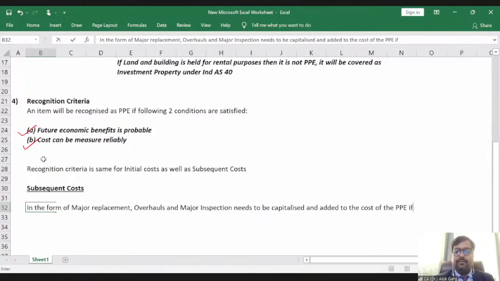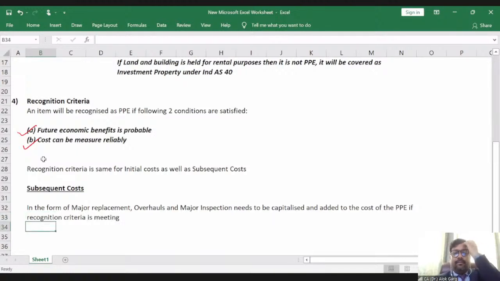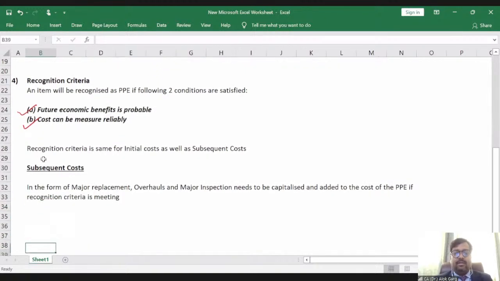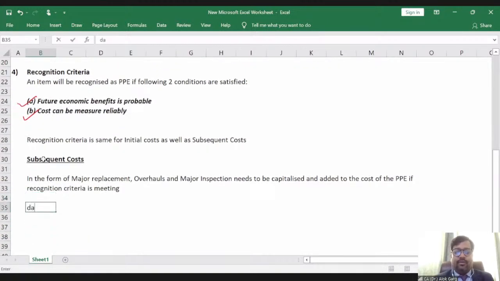If the recognition criteria is met, right? Sir, if the recognition criteria is not met, then what to do? In that case, this subsequent cost has to be recognized as an expense in the P&L, right? So day-to-day costs or small repairs are charged to P&L, right?